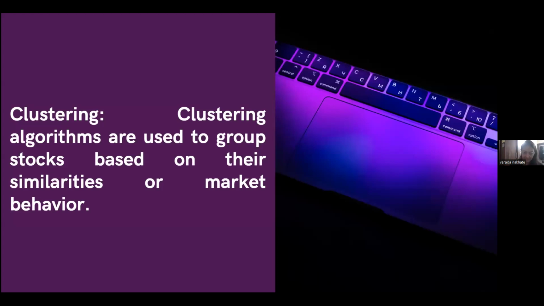Moving on to the next technique is clustering. So clustering, as the name suggests, these algorithms are used to group the stocks based on the similarities or market behavior. So basically, we have n number of data that we have taken from the past, etc. The clustering algorithms, what they do is, whatever the similar data is, they help to group those data, and make an informed decision based on the similar data groups that we've made. And these groups can be made with the help of market behavior, etc.